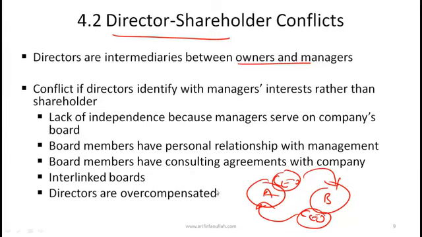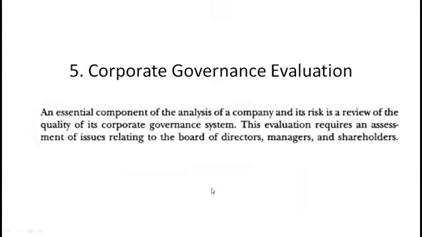Directors are overcompensated. If directors are paid more than what they should be for the work that they are doing, for the 2 meetings that they go to every year, if they are being paid $1 million, then clearly that's not right either. Okay.